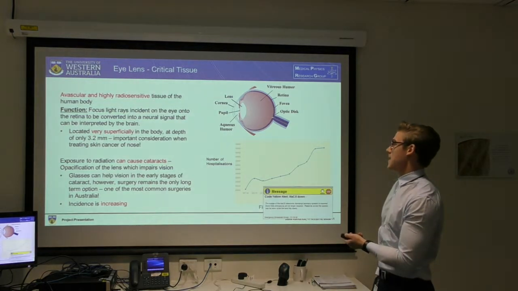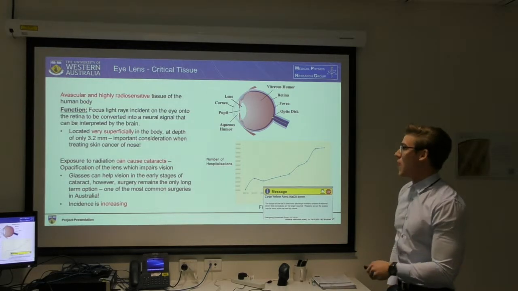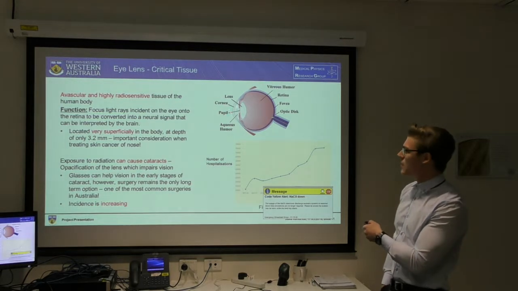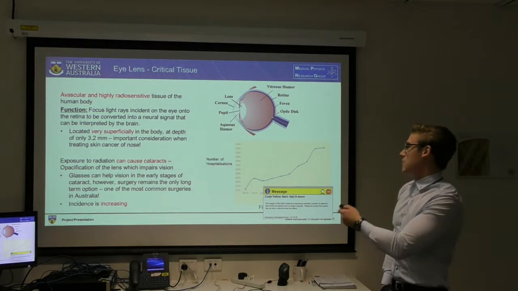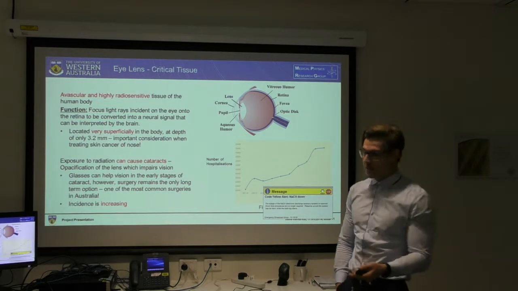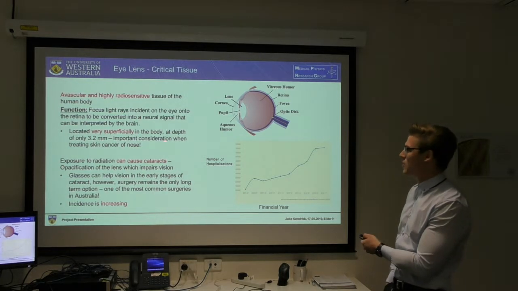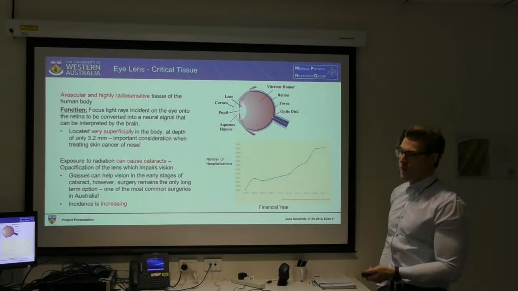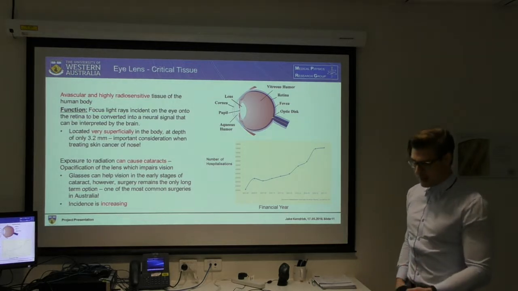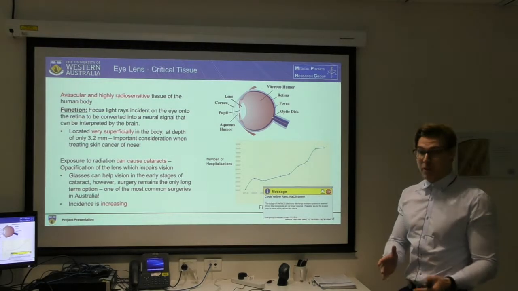So what is the lens then? It is an avascular and highly radiosensitive tissue of the human body. Basically, its function is to focus light rays that are incident on the eye onto the retina, which are then converted into a neural signal for the brain to interpret as an image. And as I just stated, it's located very superficially in the body, at a depth of only 3.2 millimeters. So it's within that range where we would expect that these treatment planning systems are showing differences with GAFchromic film measurements.